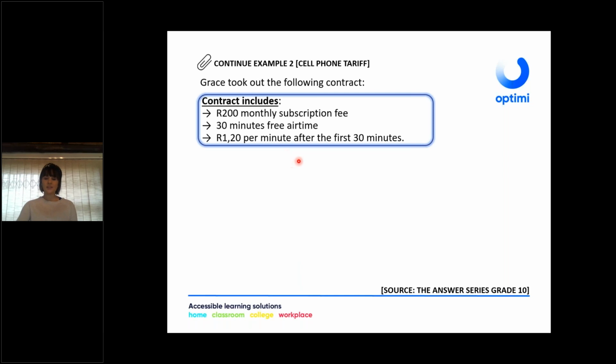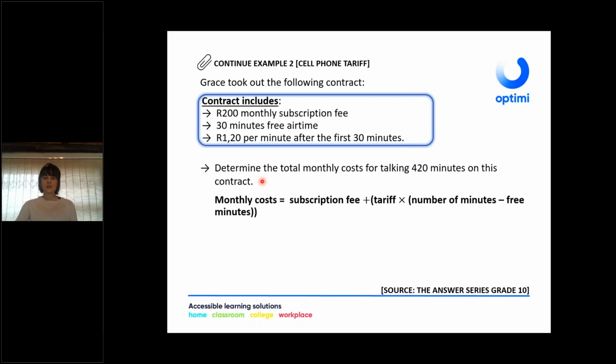We are continuing with the second example on cell phone tariffs, and the contract information remains the same. The second question reads, determine the total monthly cost for talking 420 minutes on this contract. Now, very important. The key term that you need to see here is total monthly cost. Therefore, the formula that we will be using includes the subscription fee and is not only the cost for the calls that she makes, but also for the subscription fee.